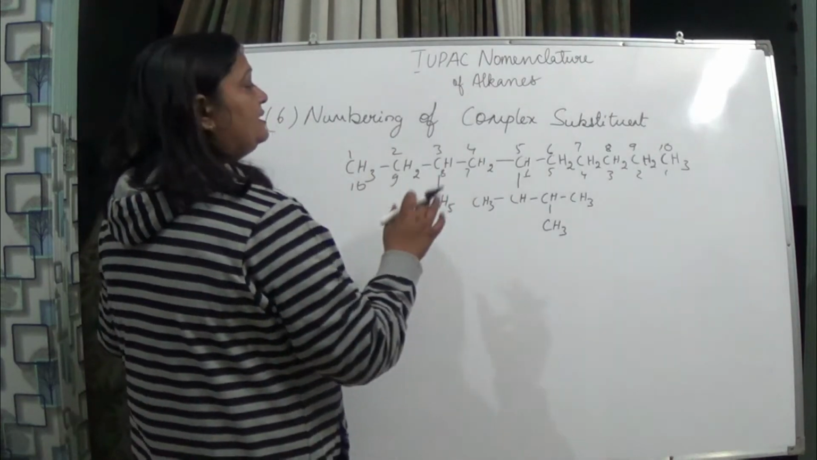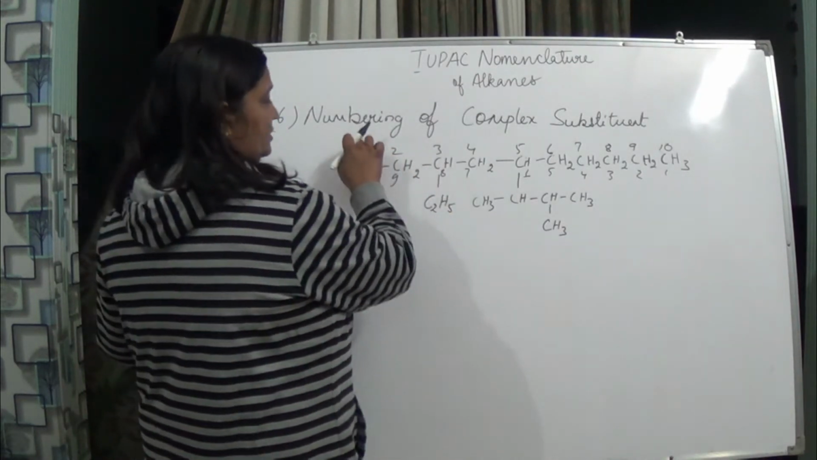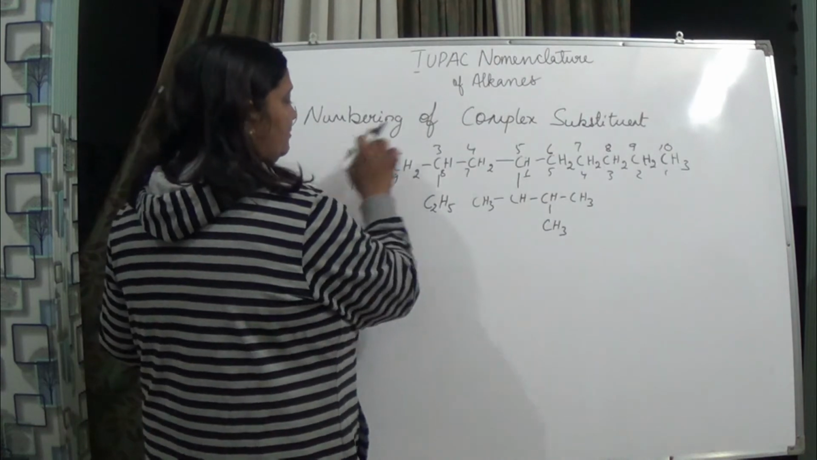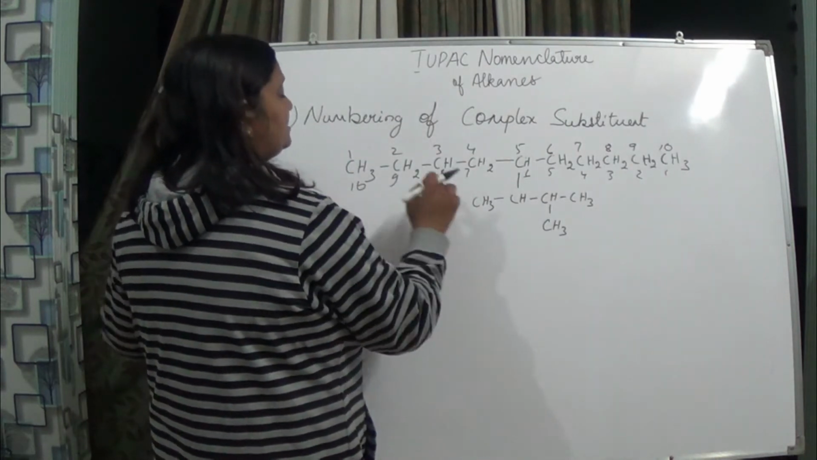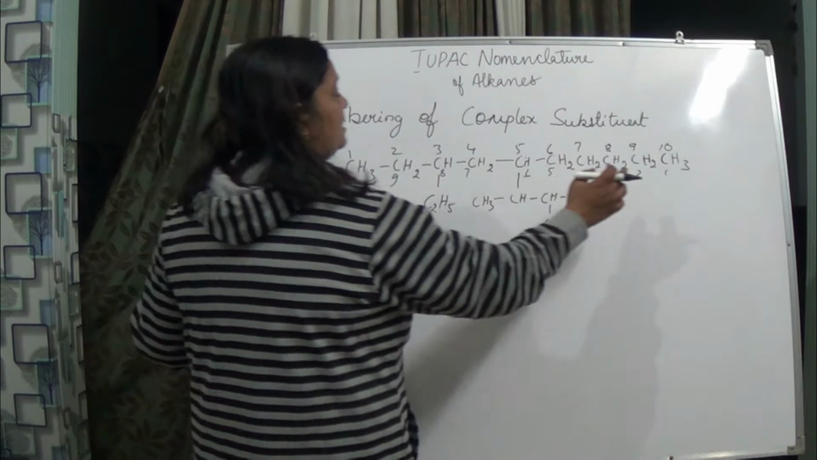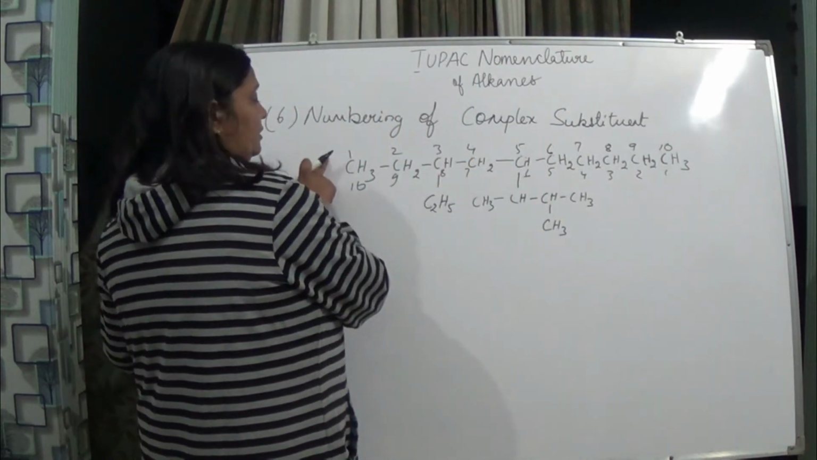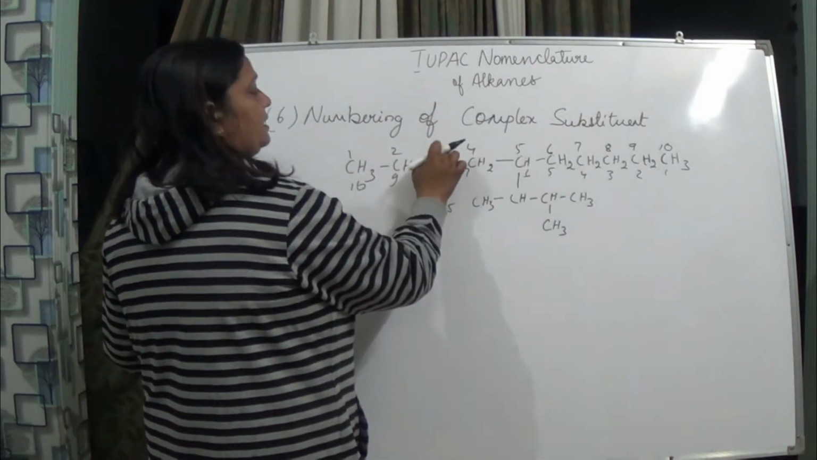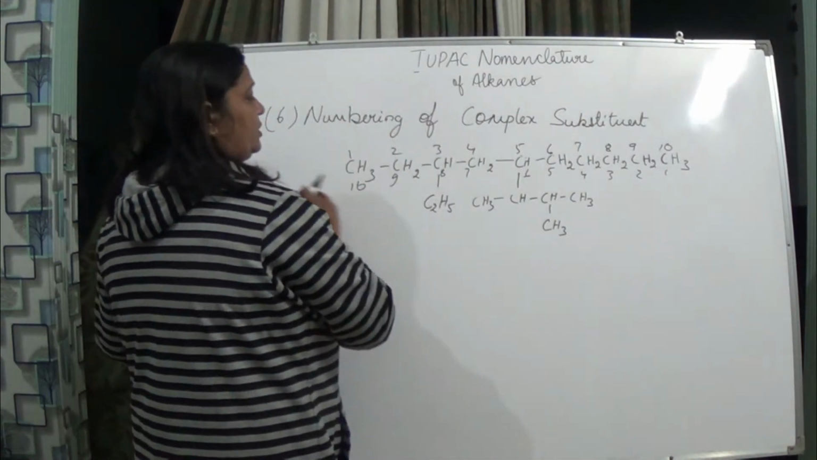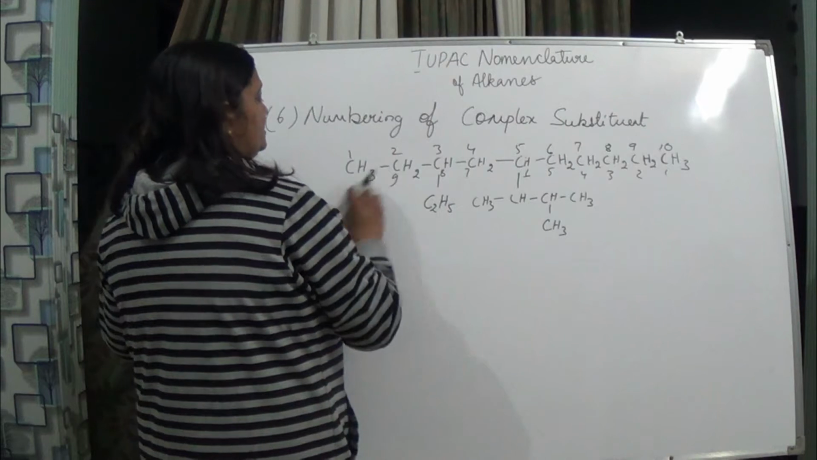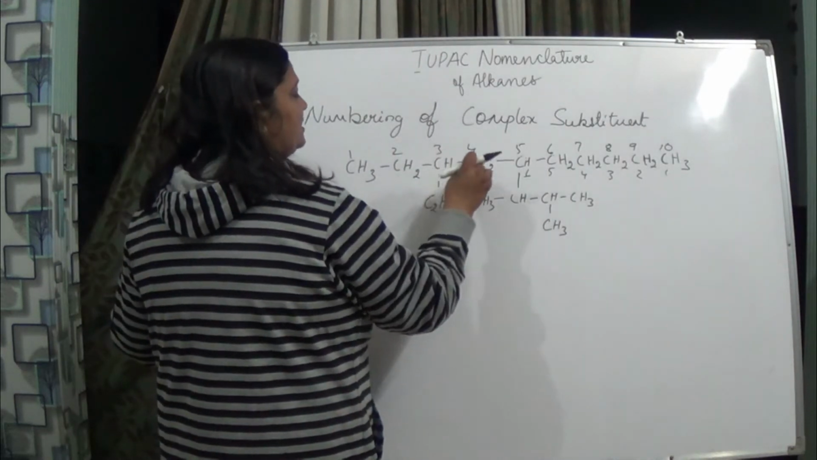So which one will we basically take then? The first one, isn't it? Because from here we see that the branching is coming first. If we take from this side, it is coming in the 6th position and 8th position. When we take from this side, it is coming in the 3rd position and 5th position. So this upper one is the right one for the nomenclature, isn't it?